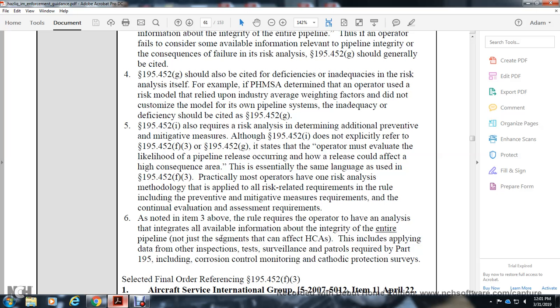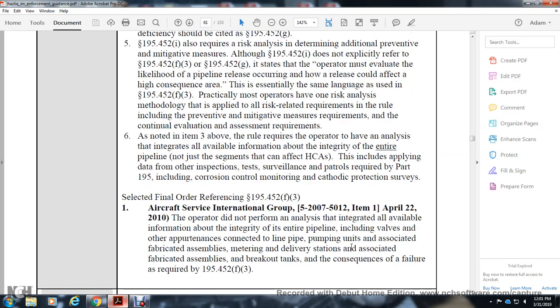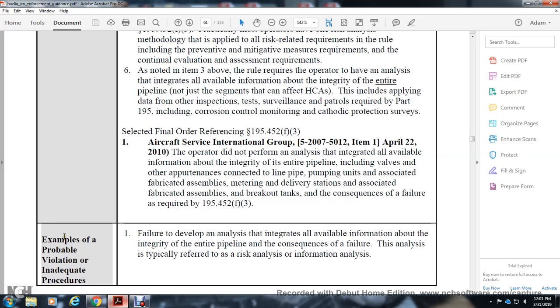As noted above, the rule requires operators to have an analysis integrating all available information on the integrity of the entire pipeline, not just the high consequence segment. This includes applying data from inspections, tests, surveillance and patrols required in Part 195, along with corrosion control monitoring and cathodic protection surveys. Then, the post-selection final order references 195.452(f)(3), which I'm not reading because these are companies' examples of probable violation.